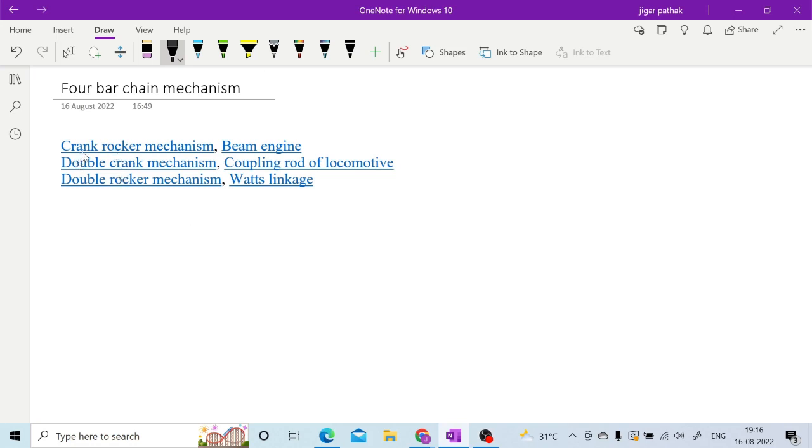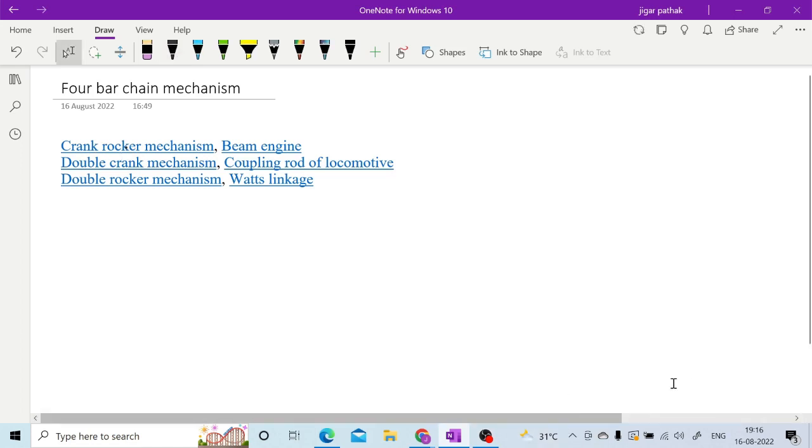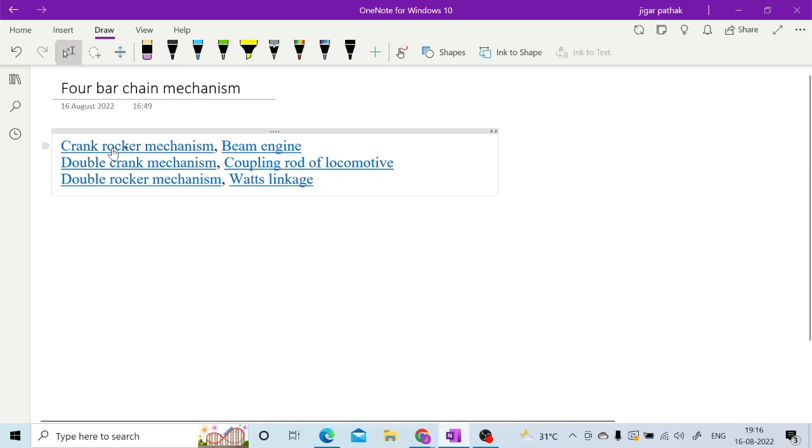So the first is this crank rocker mechanism, right? So if you see here in a crank rocker mechanism, what you can see is you can have this animation, I guess. Is that visible on your screen? Yes, sir, it's visible.